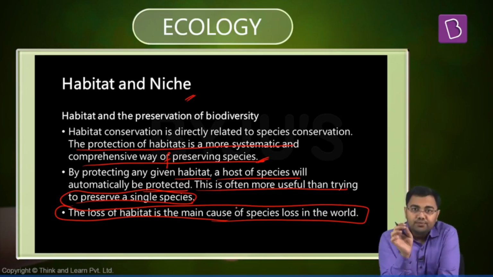For example, if you talk about preservation of the mangroves as a habitat, then it protects the plants and animals which are also associated with these mangroves. So it's easier for you to protect the plants and animals that survive there.